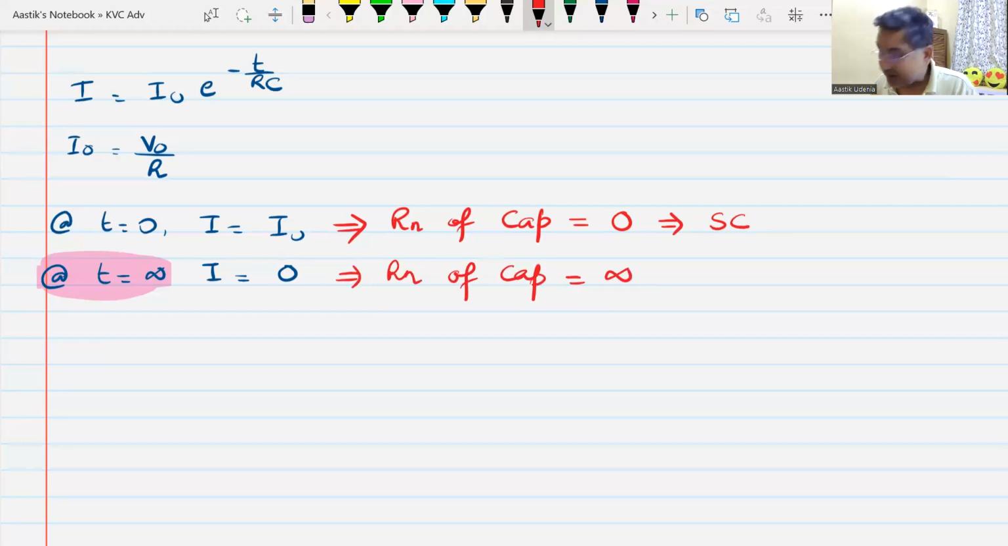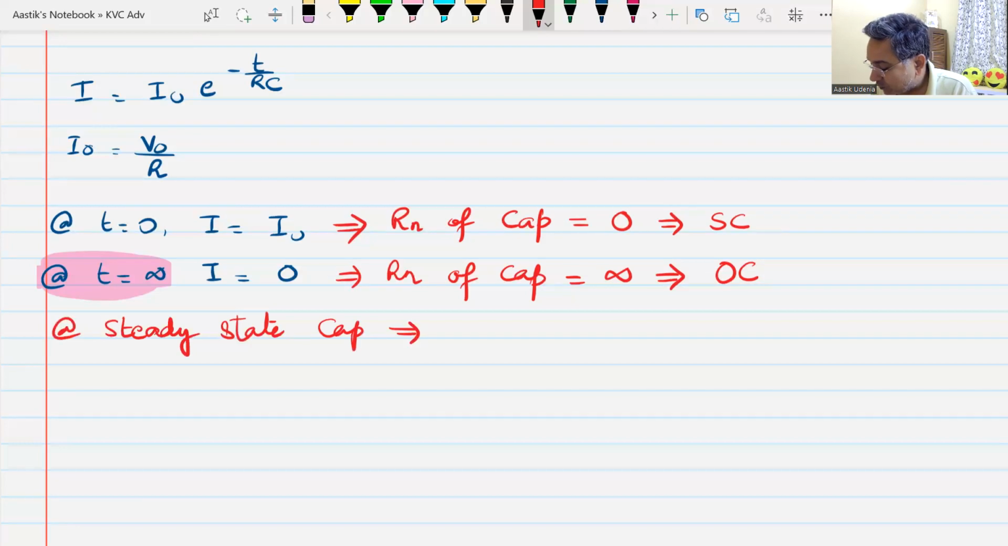It becomes infinite, or the capacitor behaves as an open circuit. In whatever branch this capacitor is put, that branch will behave as an open circuit and will not allow current to flow. That means at steady state, the capacitor behaves as an open circuit. And therefore, in whatever branch this capacitor is put, that branch cannot have any current flowing through it.